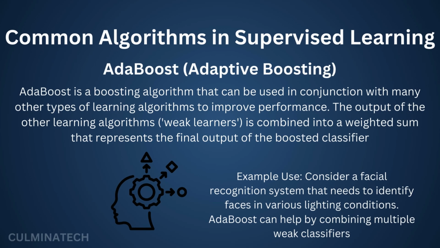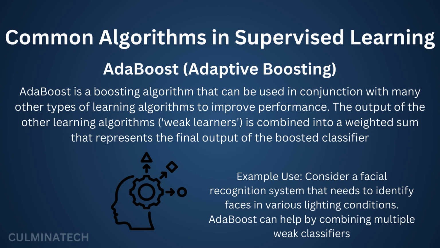So now let's look at AdaBoost. AdaBoost is a boosting algorithm that can be used in conjunction with many other types of learning algorithms to improve performance. The output of the other learning algorithms, the weak learners, is combined into a weighted sum that represents the final output of the boosted classifier. Just think of it as a team of learners, where each new team member focuses more on the questions that the previous members got wrong. So that is adaptive boosting. This way, each learner tries to correct the mistakes of the one before, making the team's final decision stronger.